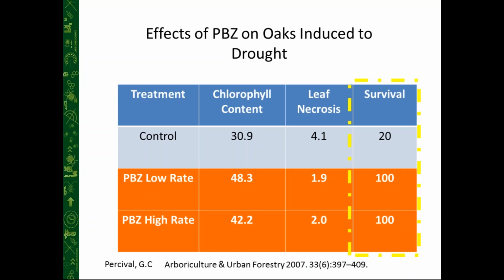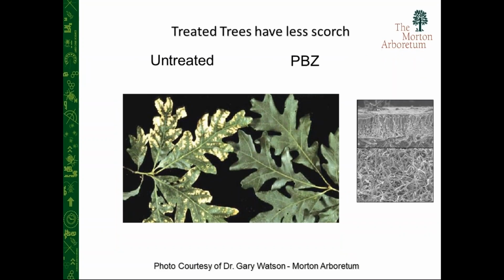So again, what this is showing us is that with the very easy to do low volume application of Tambistat, we're able to affect the plant in a very positive way, helping it withstand these conditions that we're forcing it into. If we look at some more pictures here from the Morton Arboretum, the untreated plant on our left has drought-induced leaf scorch. The treated plant on our right has been treated with Tambistat, and we can see the difference there.